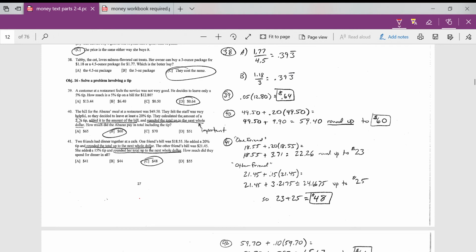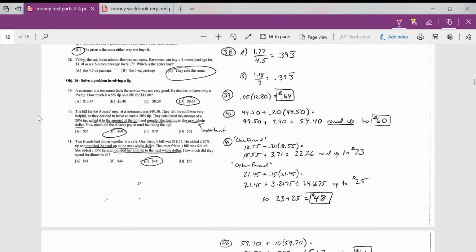Okay, this video is for, I'm actually going to do two objectives in this one. I'm going to do objective 16 and 17. They're very similar in what you do for the math for these objectives. So again, this is in your money textbook, so if you don't have that, hit pause, go grab that, and it'll be on page 27. Objective 16 starts.